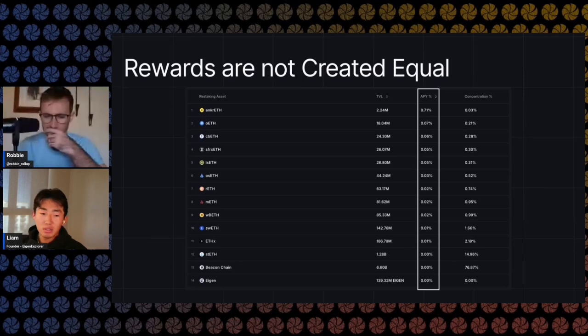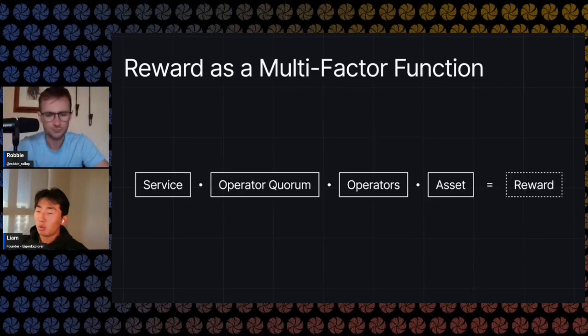Obviously, right now, the situation is a little bit skewed as most of the stakes are in there to farm points. But this just shows you guys a slice of how the market is functioning, or how operator quorums are generating rewards, and it certainly doesn't treat all of the stakes equally. And so, the APY and ultimately the reward is a function of a quorum, right?